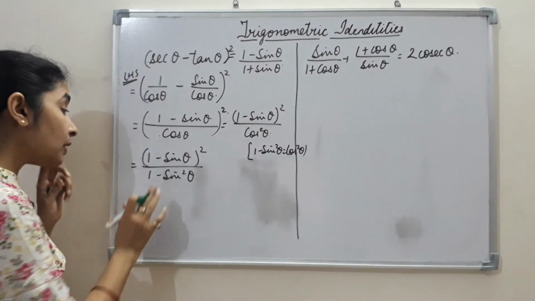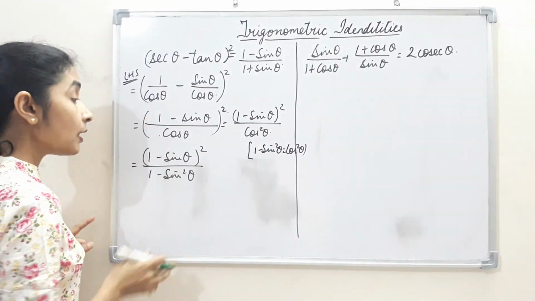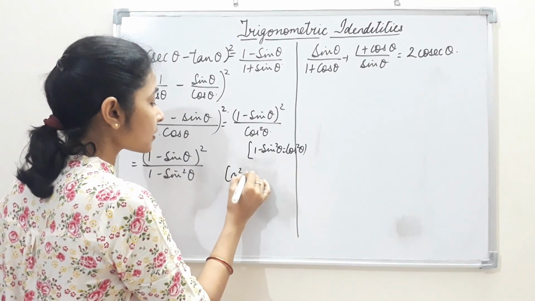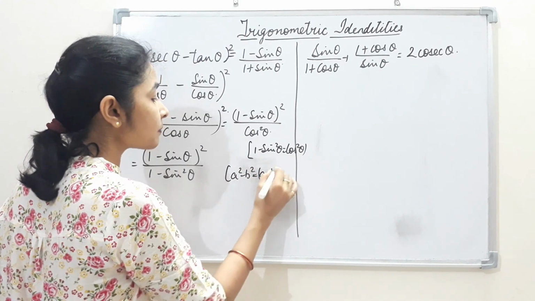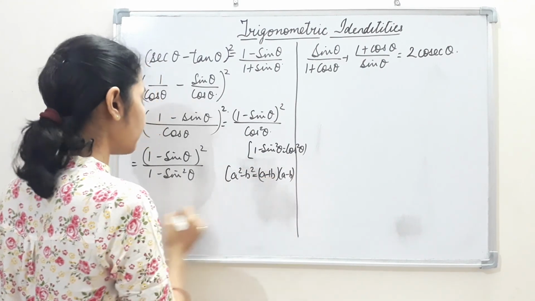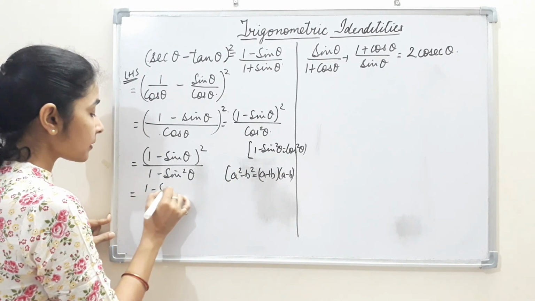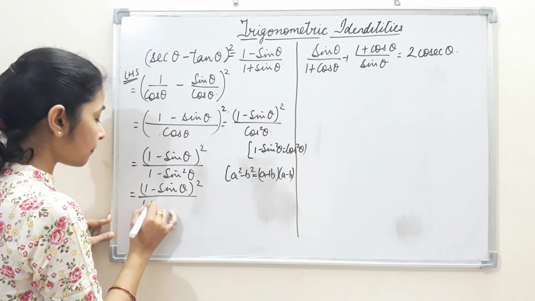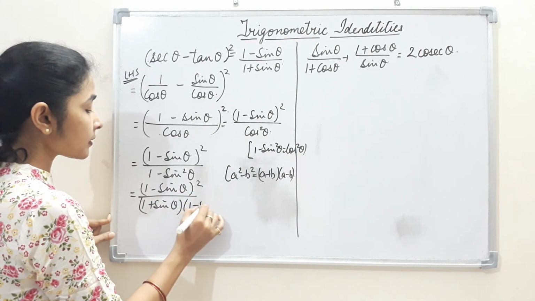Now this is in the form of a square minus b square, so I will change it into the form of (a plus b) into (a minus b). So I am writing it in this form: (1 minus sin theta) whole square upon (1 plus sin theta) into (1 minus sin theta).